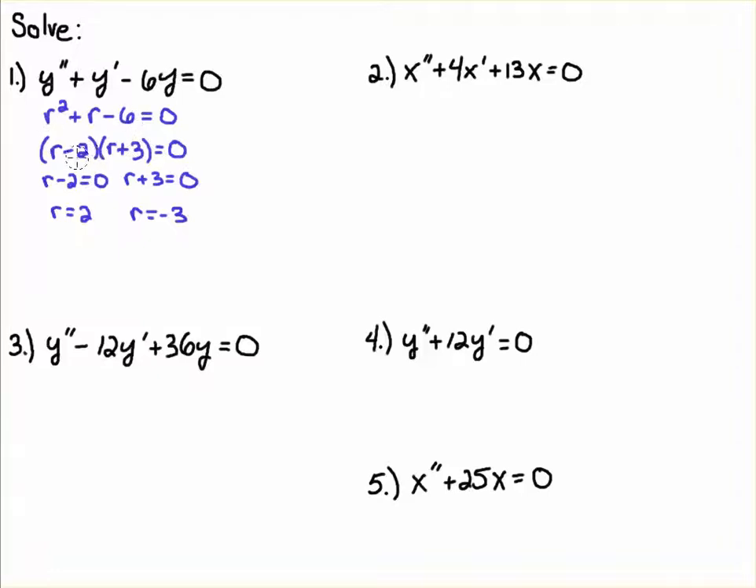In this case, it does factor. You can double check that. Minus 2 times 3 is minus 6. Minus 2r plus 3r is r, and then r squared.